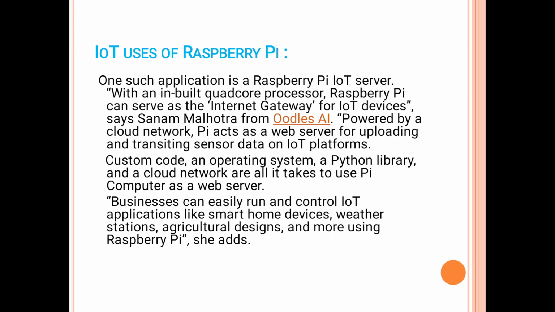One such application of Raspberry Pi is an IoT server. With a built-in quad-core processor, Raspberry Pi can serve as an internet gateway for IoT devices. Pi acts as a web server for uploading and transmitting sensor data on an IoT platform. Custom code and operating system, a Python library and a cloud network all take use of the Pi computer as a web server. Businesses can easily run and control IoT applications like smart home devices, weather stations, agricultural design and more.